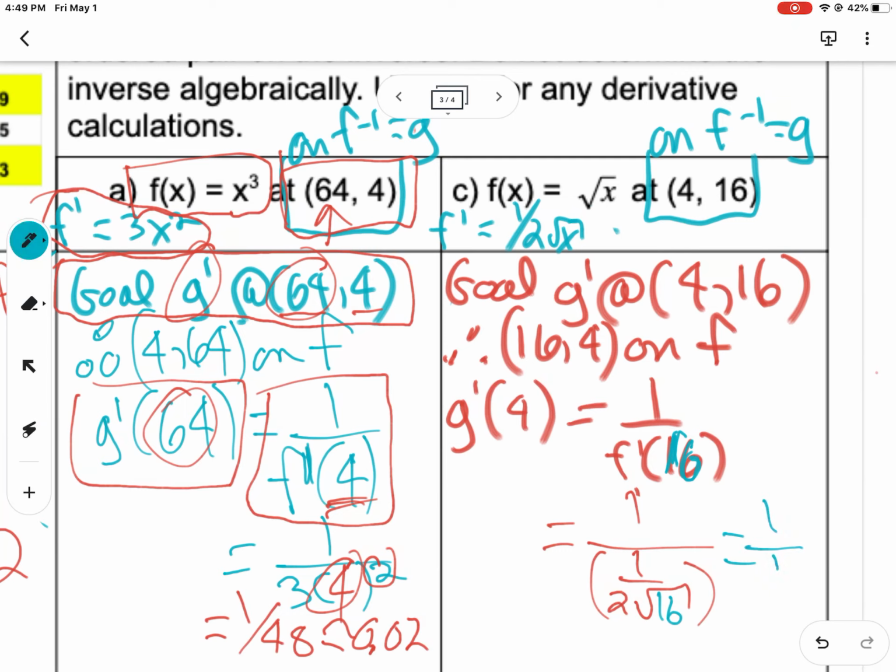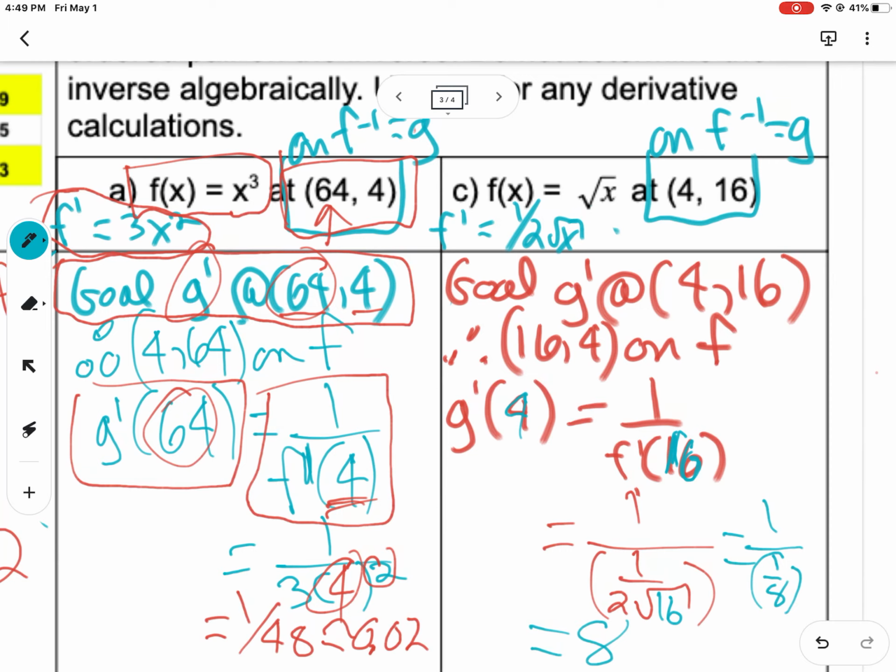So really what we've got is 1 over 1/8. And I can do the reciprocal of the bottom and multiply, or I can just know that 1/8 goes into 1 8 times. Okay, so that is the slope of the tangent on the inverse function when x equals 4. And that kind of is intuitive because the inverse of root x is x squared. The derivative of x squared is 2x. At x equals 4, 2 times x is 8.